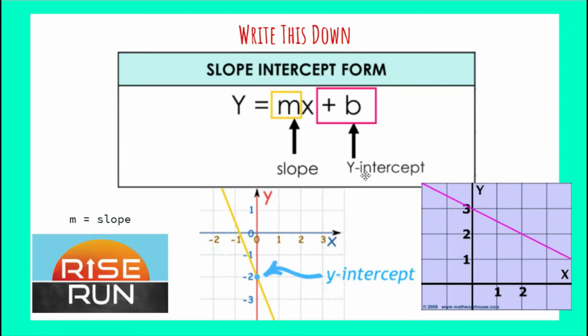B is our y-intercept, and we want to think of b as where it begins. That's where we want to begin graphing our line. And the y-intercept is wherever it crosses the y-axis. So on this graph here, this yellow line, wherever it crosses the y-axis is my y-intercept. And I see it crosses right here at -2. So -2 for this line would be the y-intercept. On this purple graph over here, I see this pink line. This pink line crosses the y-axis, the up and down axis, at 3. So my y-intercept for that graph would be 3.